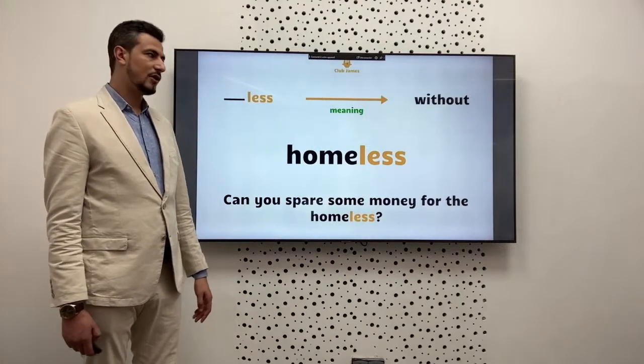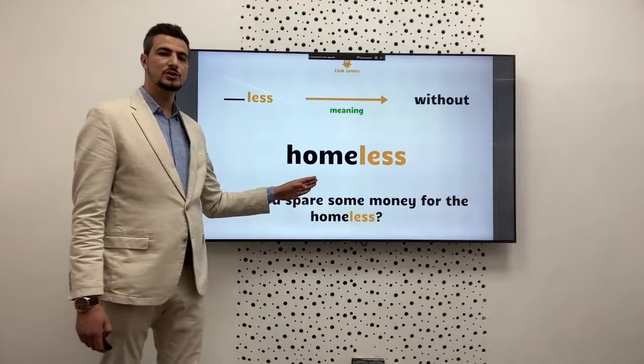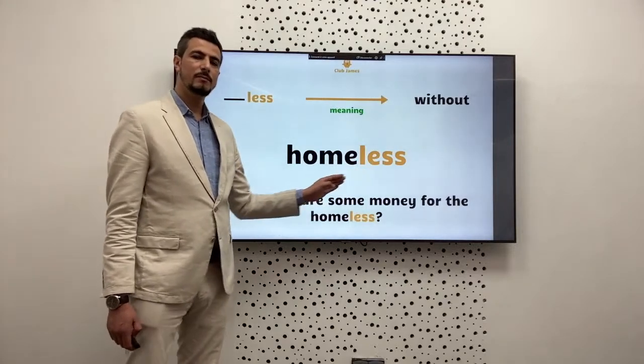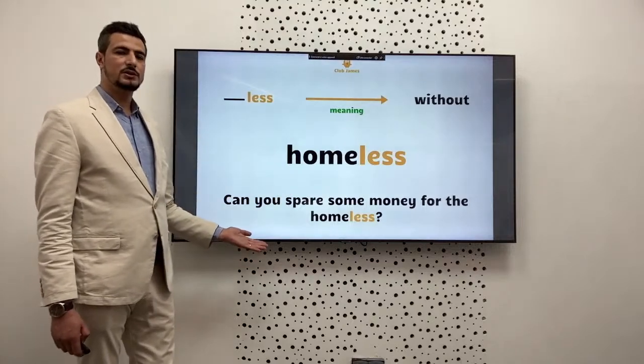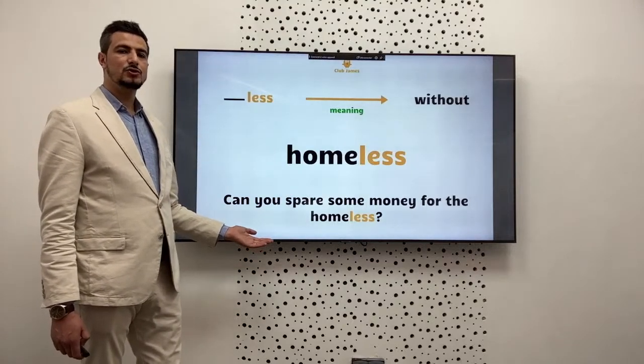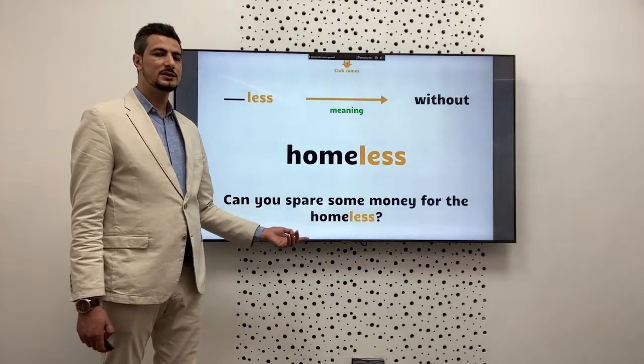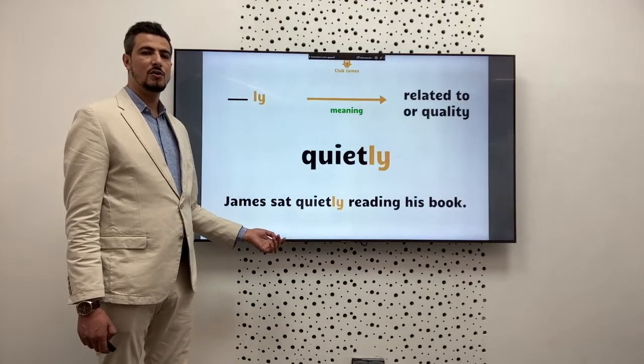Someone who doesn't have a home, or without a home, is called homeless. Homeless. Can you read this example? Can you spare some money for the homeless? Homeless means someone who doesn't have a home.